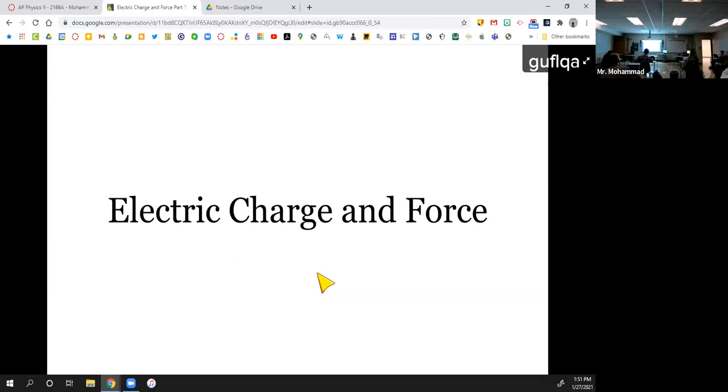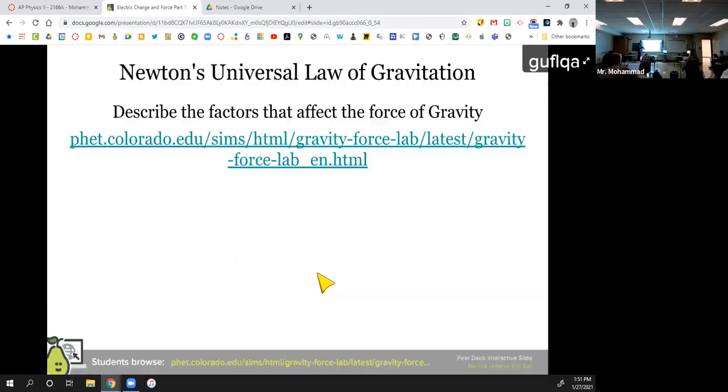Charge and the forces in motion of individual charges. So today we're going to talk a little bit about electric charge and just a little bit about electric force. Tomorrow we'll go full force into electric force with a lot more complex situations.